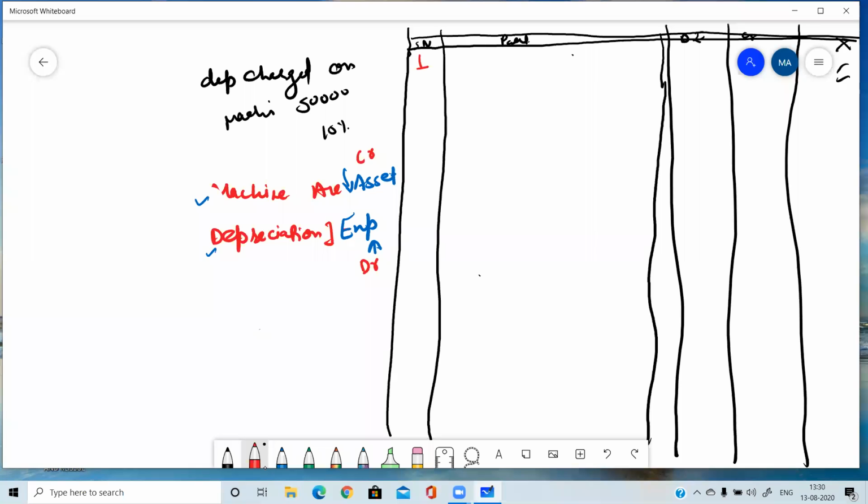So write here serial number 1. Now depreciation account will be debited and machine account will be credited. And the journal entry will be written like this: depreciation account debit to machine or machinery, whatever is given in the question, to machine account. Now the amount, machine is of 50,000 and the rate of depreciation is 10%. So what will be the value of depreciation?